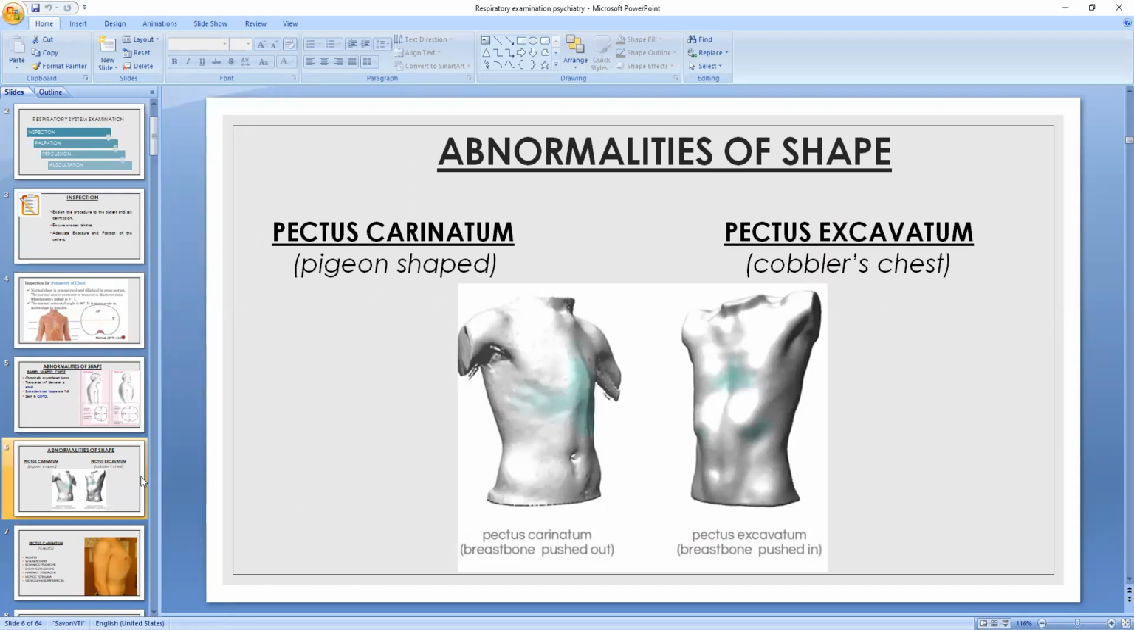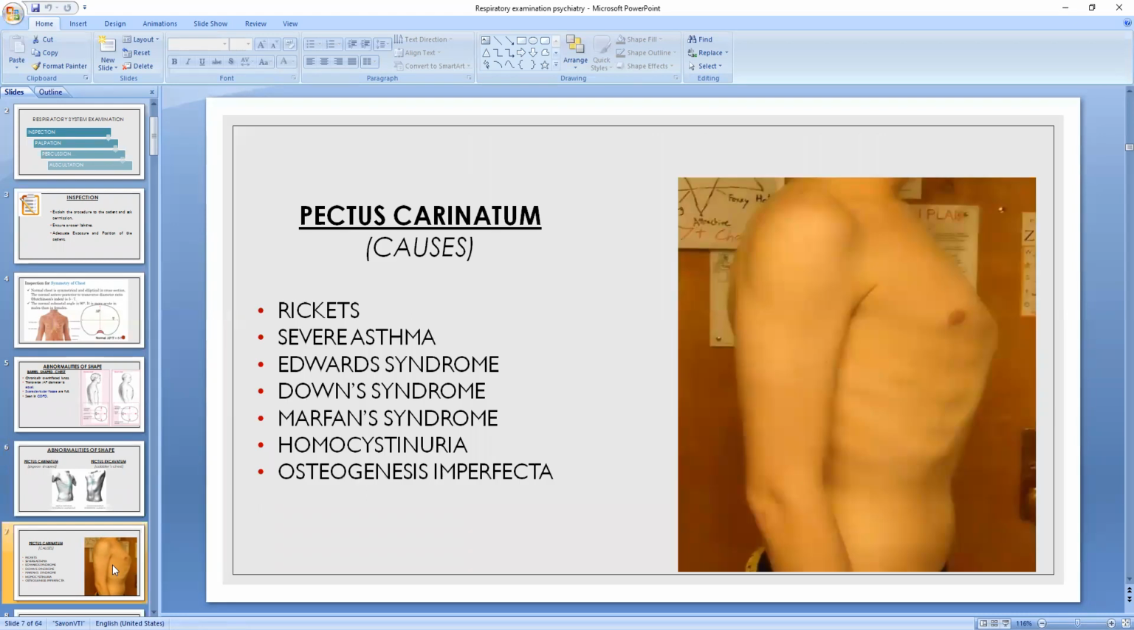Abnormalities of the shape of the chest. Pectus carinatum, which is also known as the pigeon-shaped chest. In this, the breastbone is pushed out. In the case of pectus excavatum, cobbler's chest, the breastbone is pushed in.